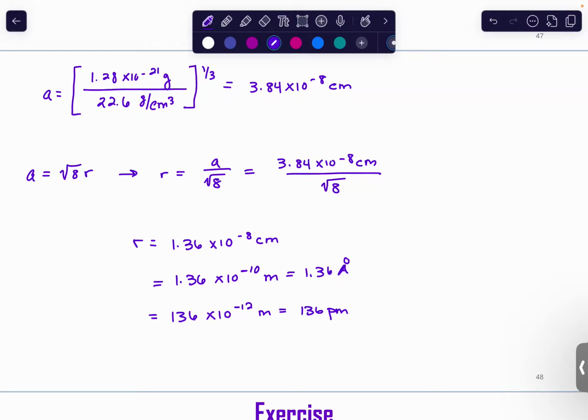So once we know our unit cell, we can just use our relationships, the atoms per unit cell to find mass, the relationship of side to radius. And we can figure out what we need to figure out for density of a metal.